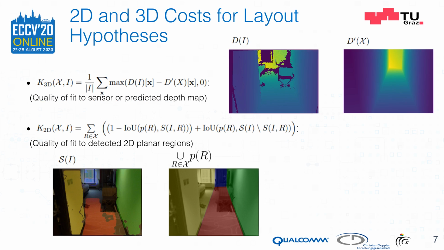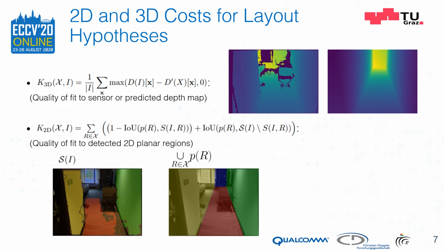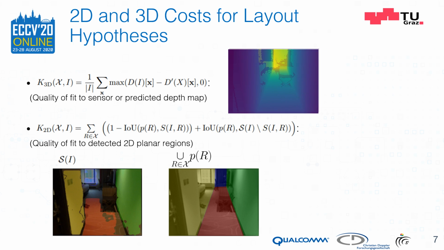The cost term for the optimization procedure is divided into 2D and 3D parts. We calculate the 3D cost by first rendering the estimated layout depth and then comparing it to the depth map of the input view. In words, this cost penalizes all locations in the image where estimated layout components are located in front of objects in the scene. We calculate the 2D cost by comparing the estimated layout polygons and the detected planar regions in the image.